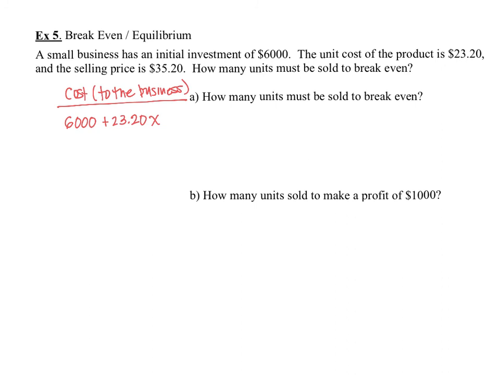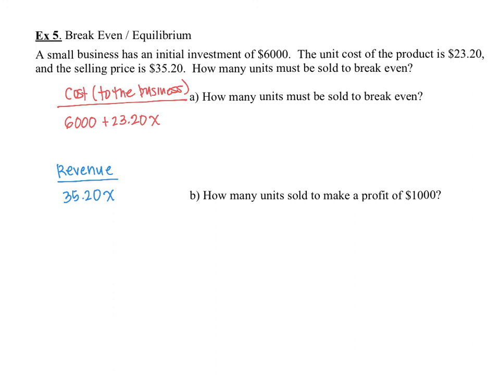Okay, revenue is the money coming in to the business. So every time the customer buys something, how much money comes into the business? This is not the profit. So the selling price is $35.20 per unit. So every time they sell it for $35.20.